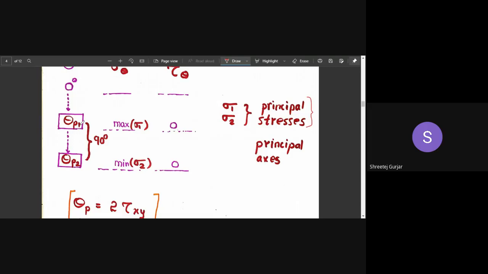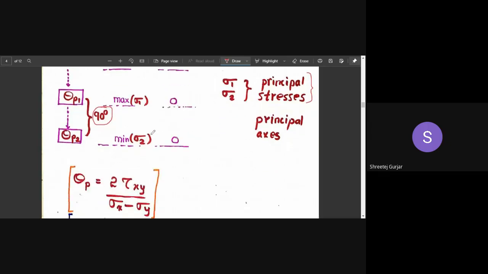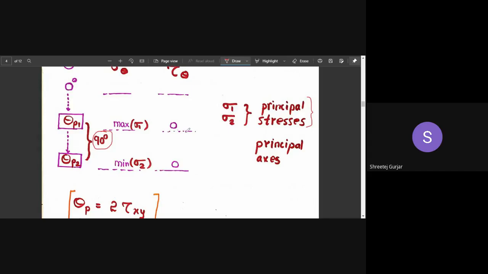Principal plane, principal axis 1, principal axis 2, where your shear stresses are zero. And also you will make an observation that these two angles are separated by 90 degrees. This is one observation that you will make if you go on deriving sigma theta and tau theta at various angles. So principal stresses are where your shear stresses are zero.